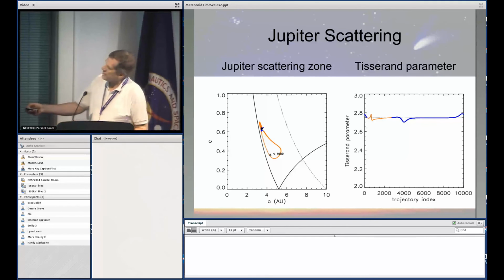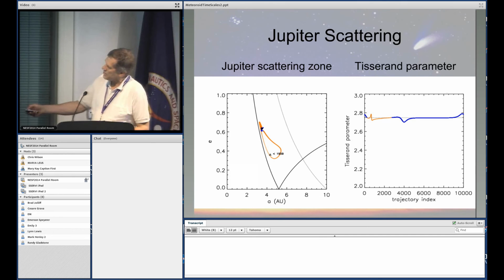Here I show in the eccentricity semi-major axis plane how these particles are spread. They started all at this position, and then the red particles are spread at quite some different orbital elements, while the Tisserand parameter stays the same.